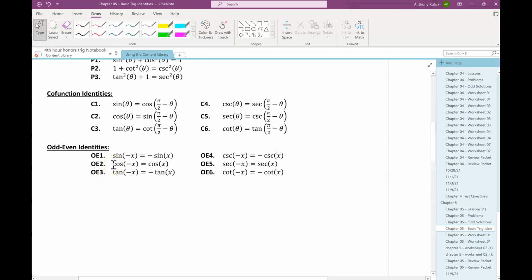Cosine was an even function. Since it's even, we know f of negative x is equal to f of x, which is what we're seeing here. The negative sign just goes away. And obviously, if cosine is even, its reciprocal is going to be even. So we see the same behavior here. And then we observed that tangent was odd. So f of negative x is equal to negative f of x. And obviously, for its reciprocal, same thing holds.